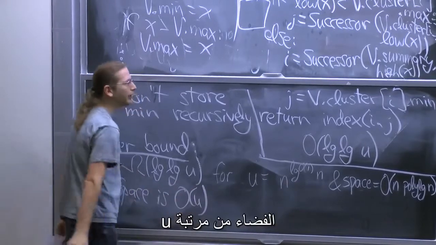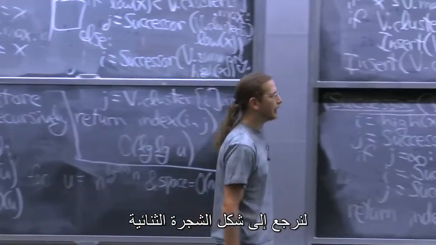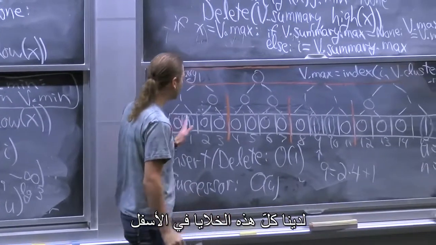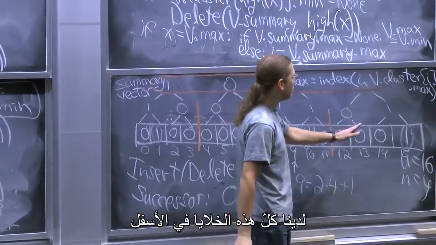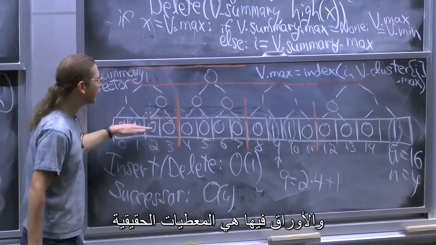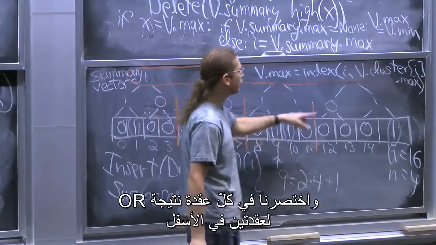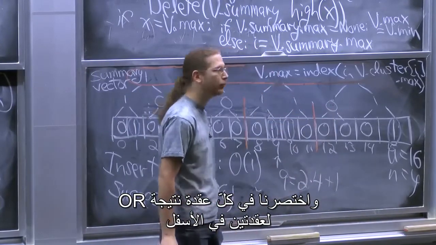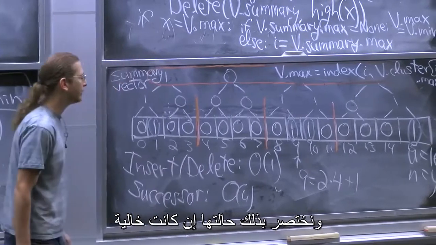Space is order u. Let me go back to this binary tree picture. So we had the idea of, well, there's all these bits at the bottom. We were building a big binary tree above those. The leaves are the actual data. And then we're summarizing by, for every node, writing the OR of the two nodes below it, which is summarizing whether that thing is non-empty.